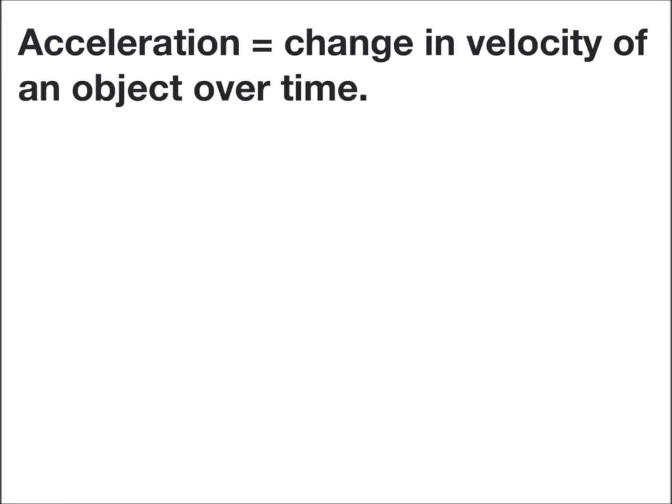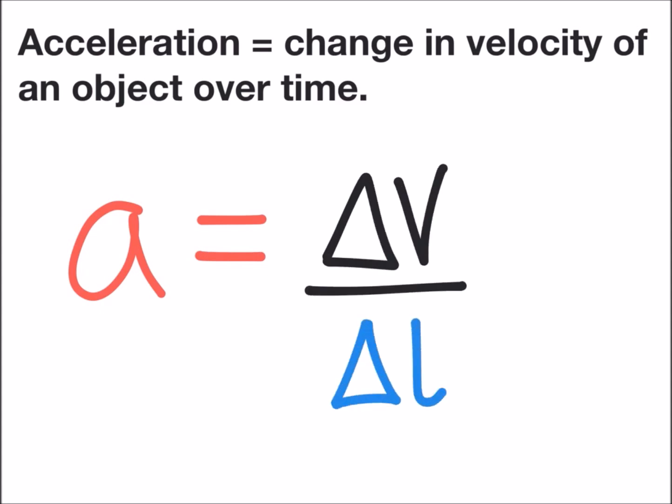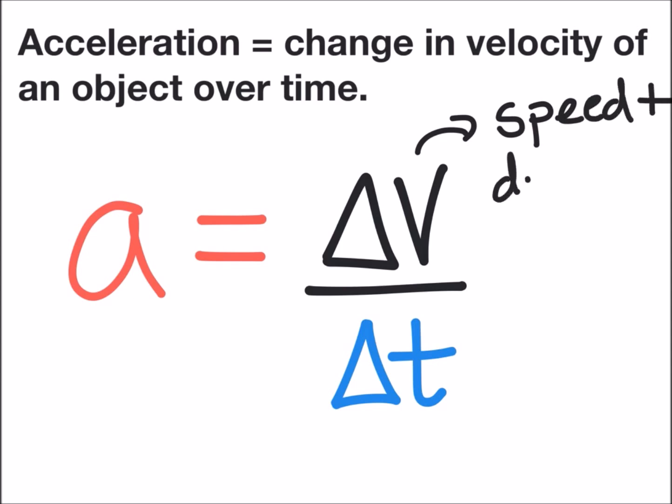This video is going to look at acceleration, which is the change in velocity of an object over time. The equation we're going to use is acceleration equals the change in velocity divided by the change in time. Since we haven't talked much about velocity, I'm going to tell you that it's the object's speed and its direction, which is usually indicated in square brackets.